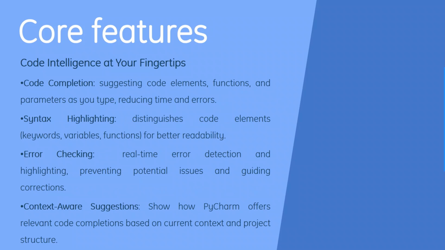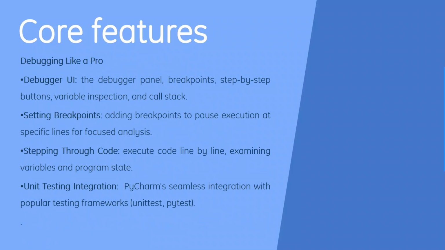Next, we have code intelligence at your fingertips. That is, we have code completion, which suggests code elements, functions, and parameters as you type, reducing time and errors. And then we have syntax highlighting, which distinguishes code elements like keywords, variables, and functions for better readability. Then we have error checking, real-time error detection and highlighting, preventing potential issues and guiding correction. Then we have context-aware suggestions, where PyCharm offers relevant code completion based on current context and the project structure.